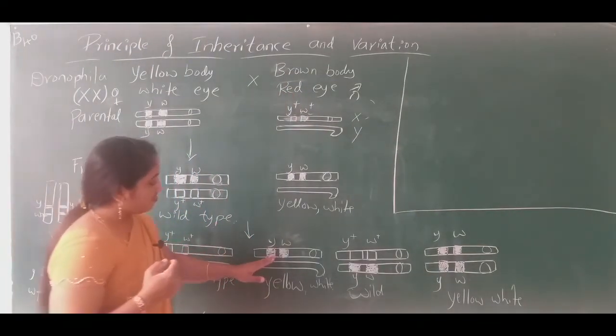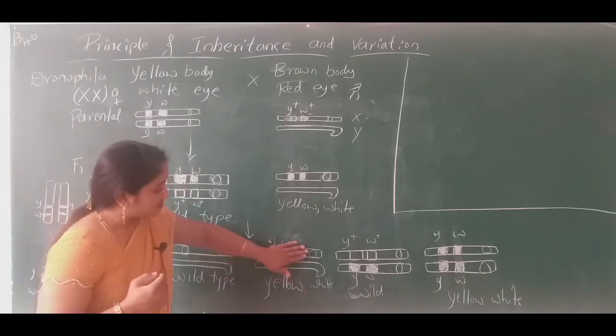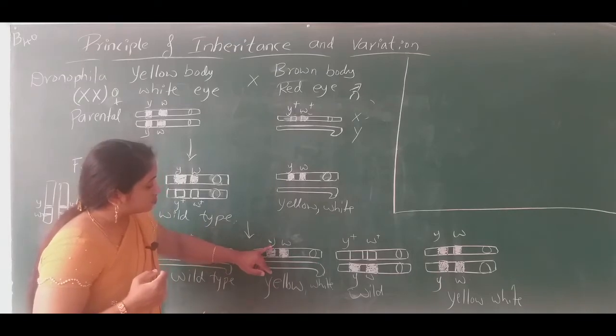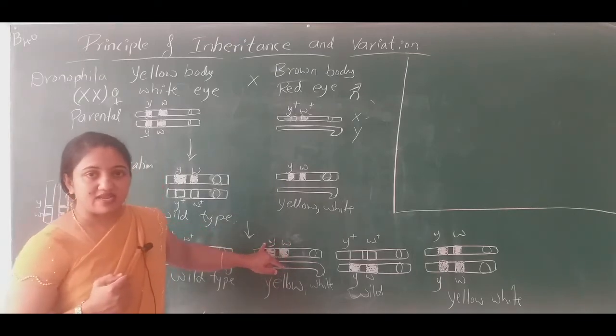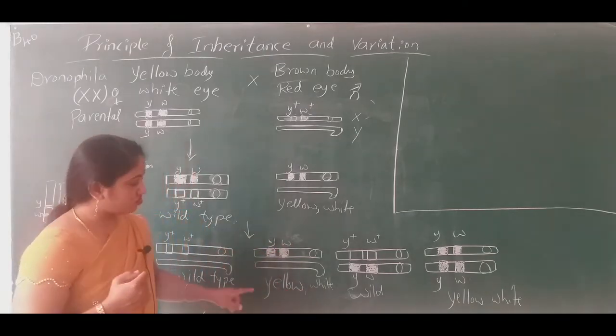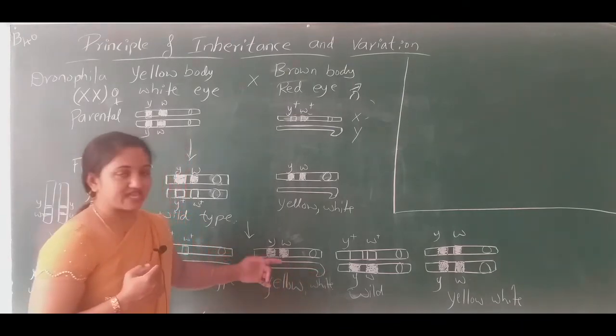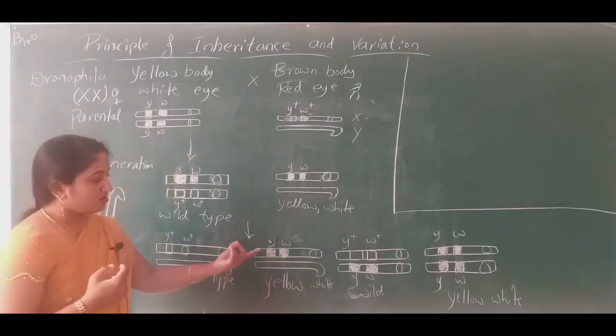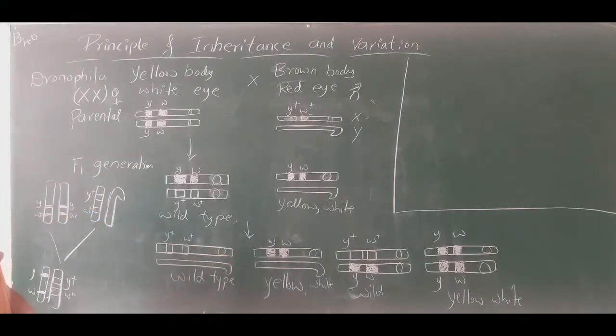On this side, what have we written? We have written one X chromosome and a Y chromosome. On the X chromosome, these two genes are present: yellow body, white eye. The Y chromosome doesn't carry any gene, so we can't show any phenotype wherever the Y chromosome is present.